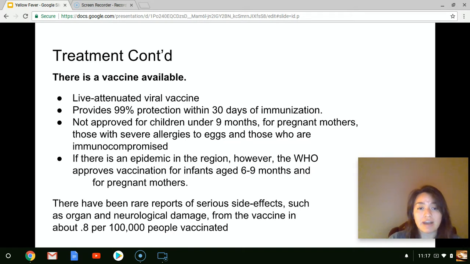There is a vaccine available. It is a live attenuated vaccine, and it provides 99% protection within 30 days of immunization. And it is not approved for children under 9 months, for pregnant mothers, those with severe allergies to eggs, and those who are immunocompromised. But if there's an epidemic in a region, the World Health Organization will make a few exceptions.